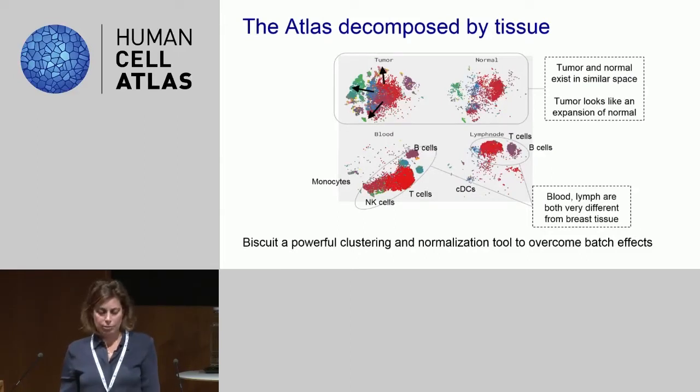Dana's lab developed a very powerful clustering and normalization tool to overcome batch effects, called BISCUIT. When they used that, they found that the tumor and normal are actually very similar to each other, and the tumor looks like an expansion of the normal tissue. They also saw that the tissue resident cells within the breast are very different from the ones found both in the blood and in the lymph node.